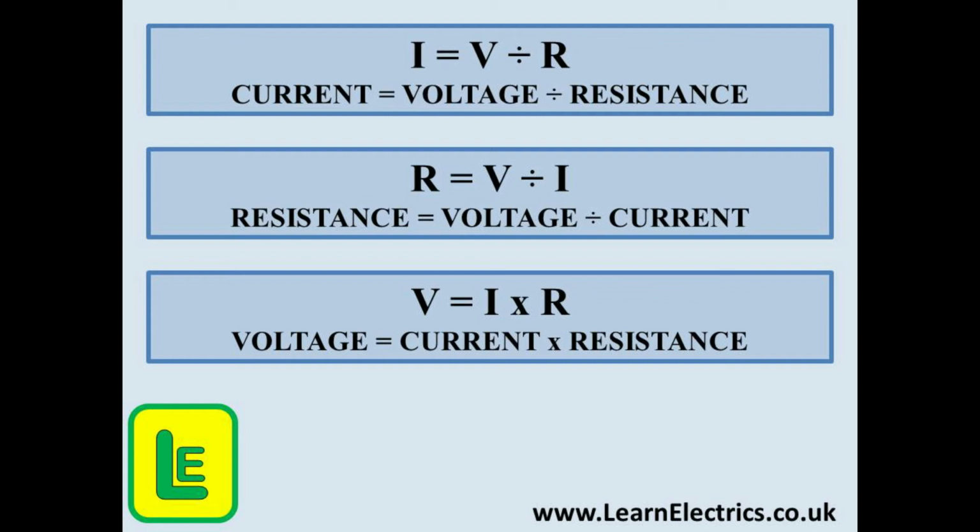We said earlier that the current was equal to the voltage divided by the resistance, and this is shown in the top formula. We can rearrange this and come up with a formula for resistance, which is the voltage divided by the current, as shown in the middle box. A final rearrangement will tell us that the voltage is equal to the current and resistance multiplied together, shown in the bottom box. Do not worry too much about remembering these formulas at this stage. There is a much easier method that I will show you right now.